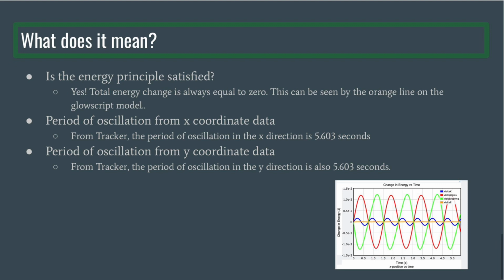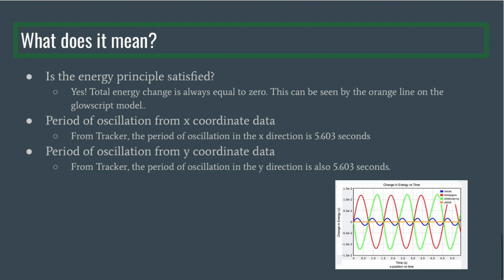For the "What does it mean?" section of the lab, the first question is, is the energy principle satisfied? The answer is yes, because the energy principle says the total change in energy of the system is equal to the work done by the surroundings. Since I chose the surroundings to be none, the work done by the surroundings should be 0. We can see that the change of energy is equal to 0, represented by the orange line in the graph, always staying at 0.